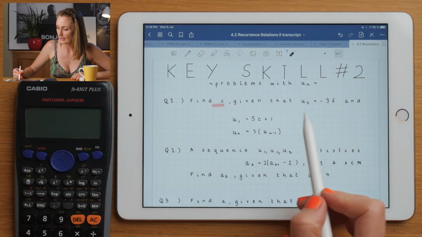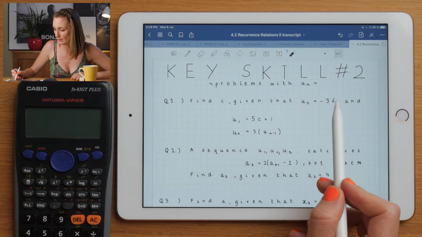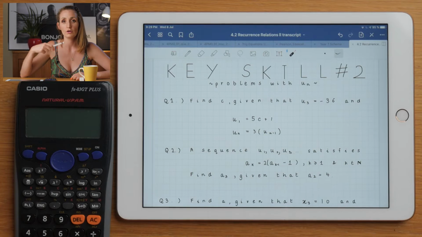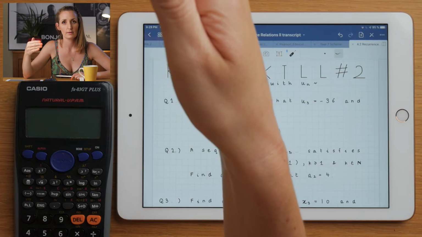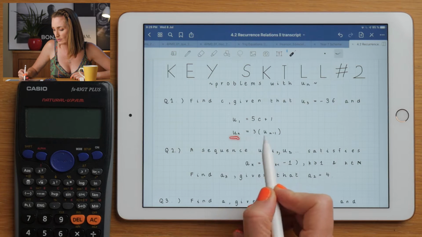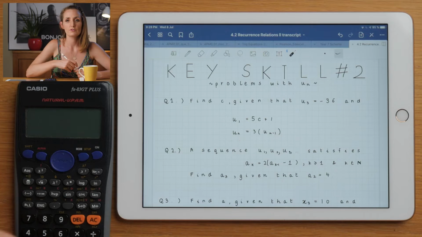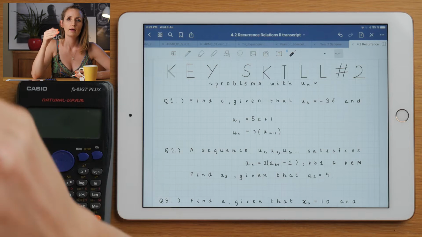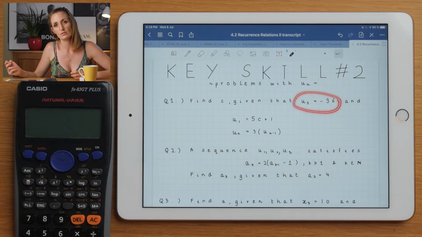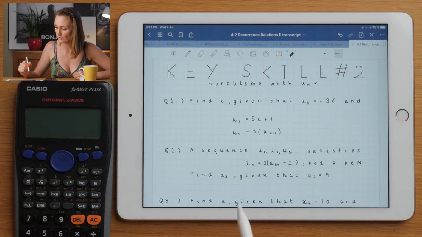Find C given that U3 is equal to minus 36 and we've been given the recurrence relationship here. Well, we've got U1 and we can't go directly from U1 to U3 because that's not how our formula works. It uses the next term, you need the previous term. So we're going to have to stop in the middle and calculate U2. We go from U1, get an answer for U2, go from U2, get an answer for U3, and let that answer equal minus 36, and we should be able to find C.